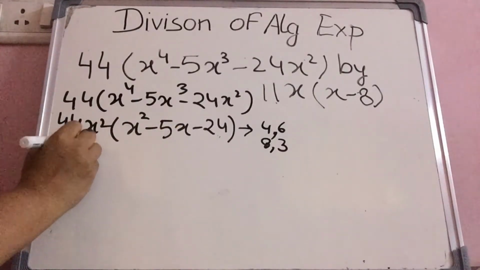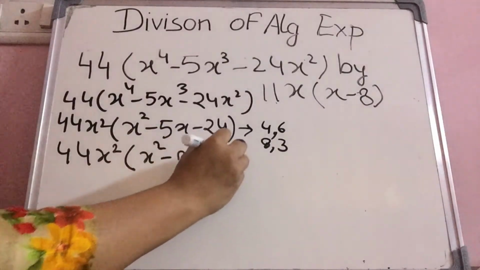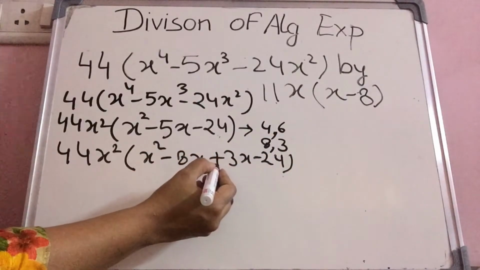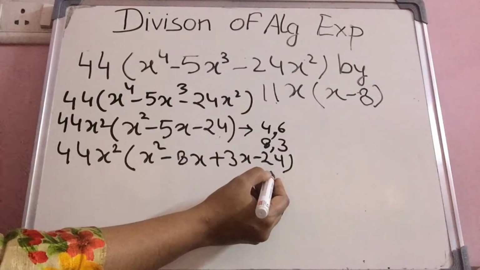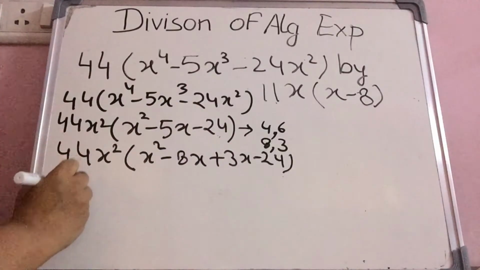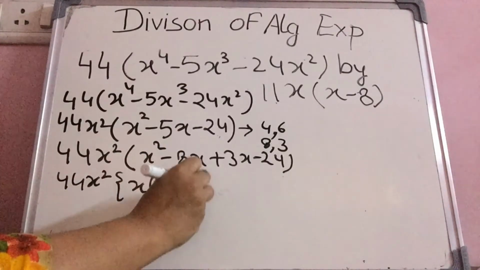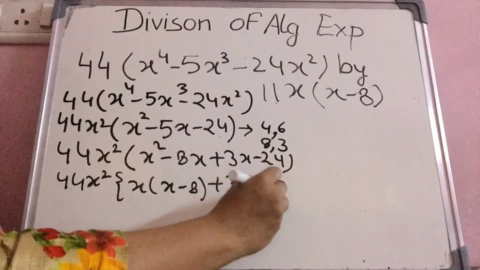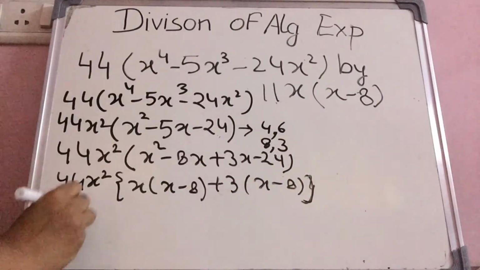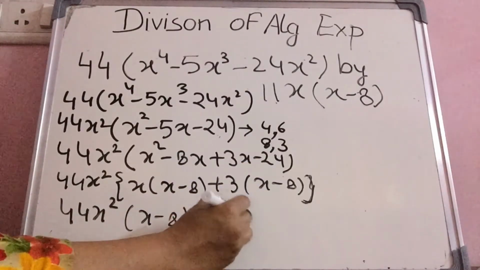That will be 44x square, minus 8x plus 3x minus 24. On taking 1 minus and 1 plus, we see on multiplying we get minus 24 and on subtracting we get minus 5. So it is correct. Now taking common from the first two, we get x minus 8, and from here we take 3, x minus 8. So the two factors will be 44x square, x minus 8 common from both the terms, and x plus 3.